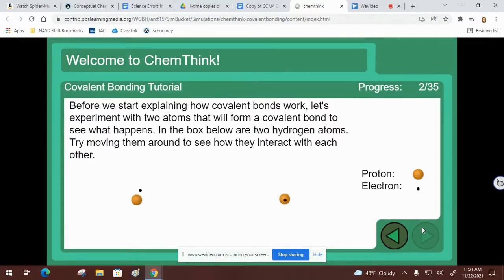Before we start explaining how covalent bonds work, let's experiment with two atoms that will form a covalent bond to see what happens. In the box below are two hydrogen atoms. When we move them around, we see that as they get close, they attract each other, and the two electrons, one from each atom, bounce back and forth across both the atoms now.